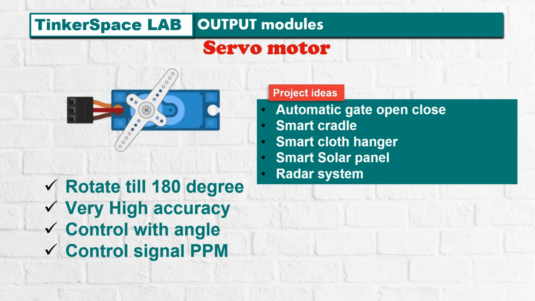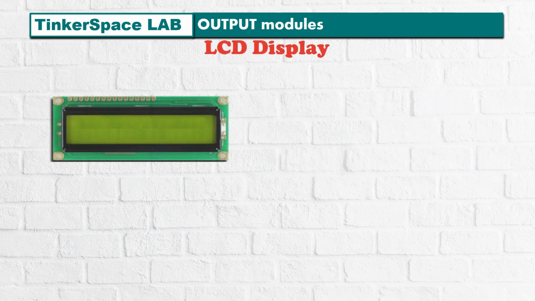Example project ideas are automatic gate that open and close smoothly, smart cradle that adjusts based on the baby's movements, smart solar panel that tilts to follow the sun, radar system that rotates for scanning.